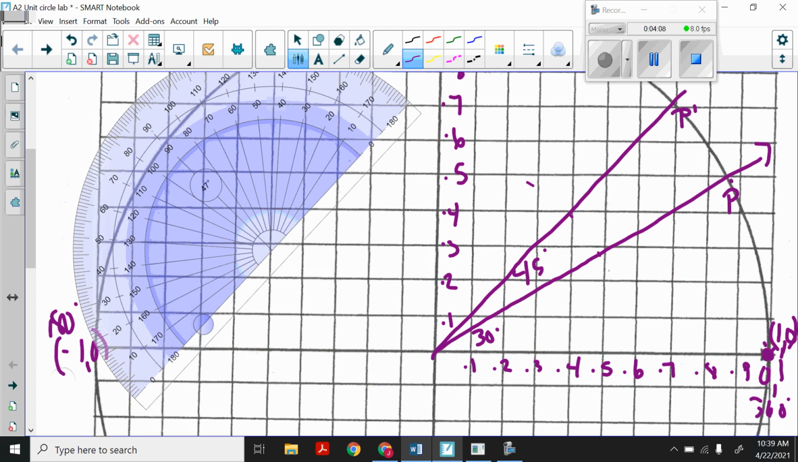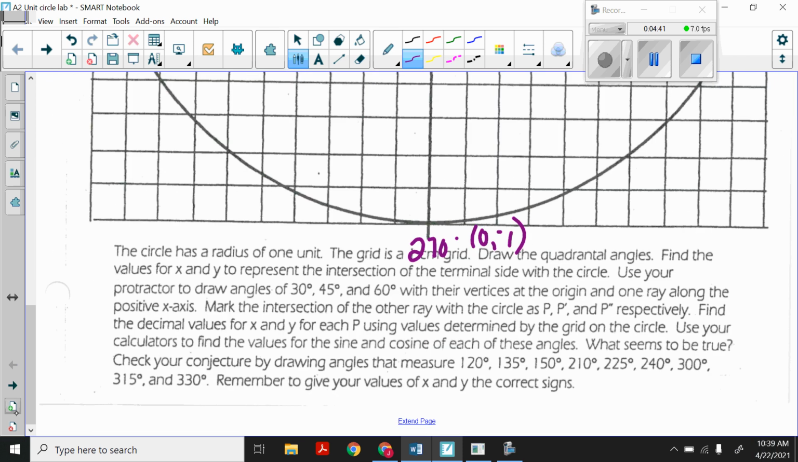And then it asks you to find this point, okay? So like if I go over, I see that this point looks to be halfway between 0.8 and 0.9 on the x-axis, so I would call that 0.85, comma, my y value, so this is 0.1, 2, 3, 4, 5, so 0.5. So about 0.85, comma, 0.5, or 1/2. You're going to continue to do that with your 45-degree angle, so find this intersection, the 60-degree angle, and then it asks you to use your calculator to find the values for the sine and cosine of each of these angles.